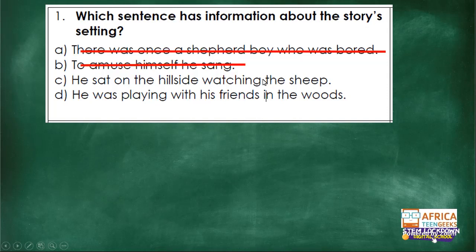He sat on the hillside watching the sheep. Does that tell you where it happened? That one could be right, because it's telling you the hillside could be the setting. Number D, he was playing with his friends in the woods. Now, in the woods is a setting, but is that true? Was he playing with his friends in the woods? It's not true. No, you're right. So it looks like number C is the correct one. He sat on the hillside watching the sheep. Got it?